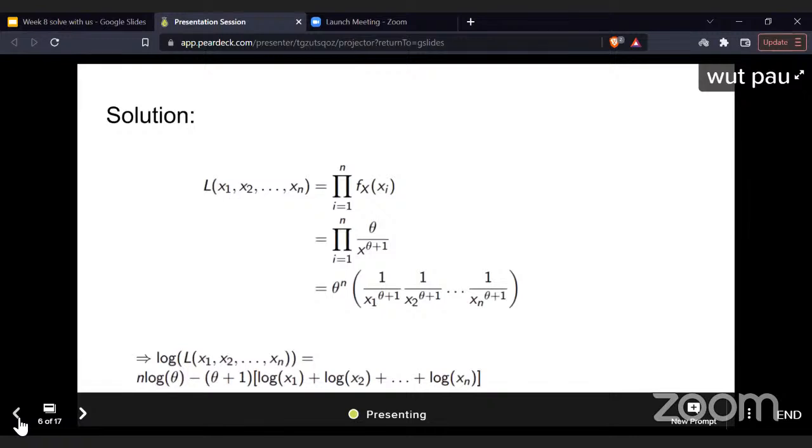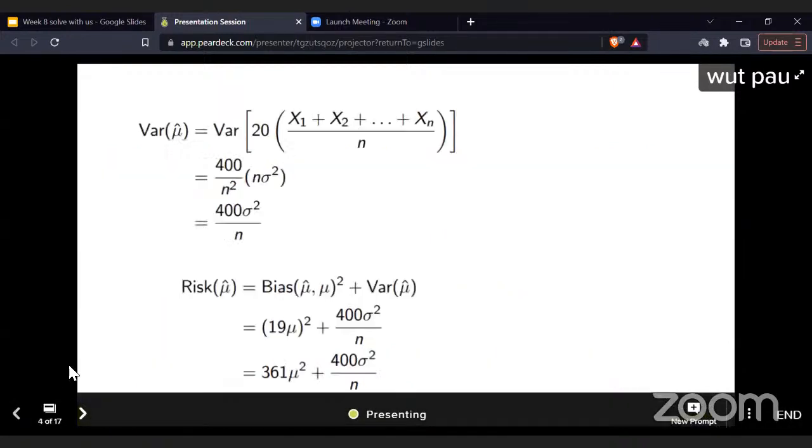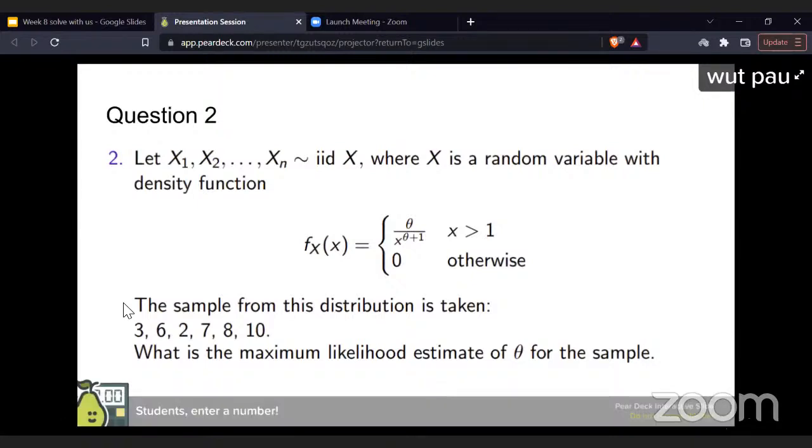Anyone? No doubt, ma'am. Just one observation: we have not solved any problem related to MME and ML involving two parameters, ML estimation in two parameters. It's a good thing for us if we don't get those questions in the entrance exam also.